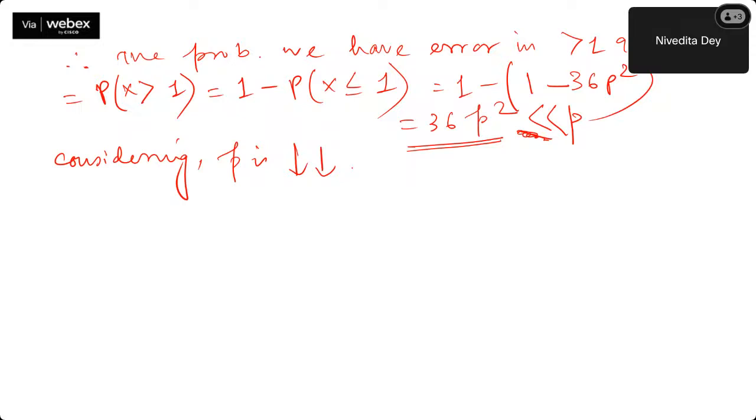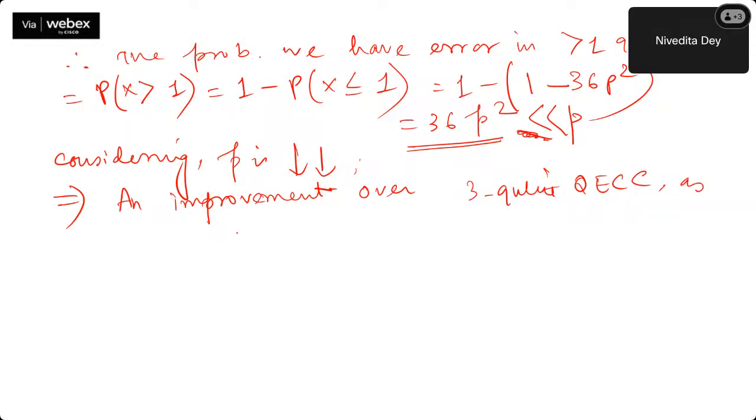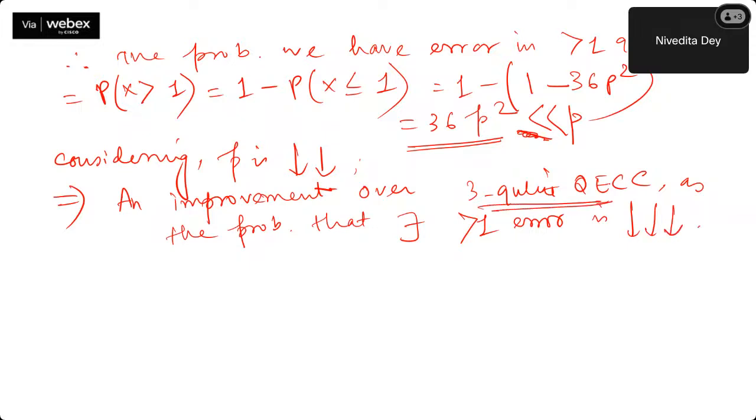So considering p is very, very small, this clearly implies an improvement over the 3 qubit quantum error correcting code, as the probability that there exists more than one error is very, very less. Whereas in case of a 3 qubit code, it was almost 50% case. If you remember, 50% of the cases we could correct the error, and 50% of the cases we couldn't correct it. But here, the possibility of error itself is so less that definitely we can conclude that Shor's 9 qubit error correcting code is an improvement over the earlier error correcting code, which was a 3 qubit error correcting code.